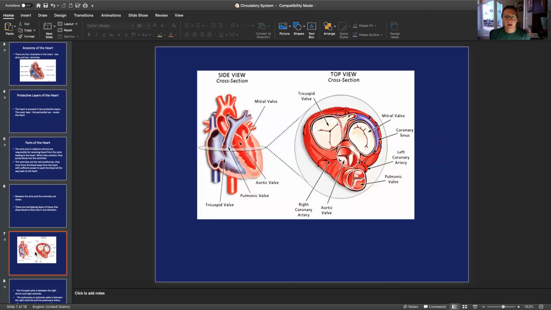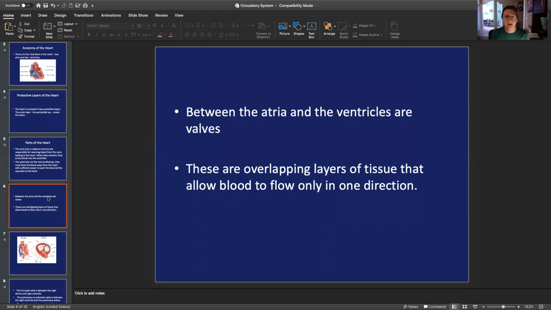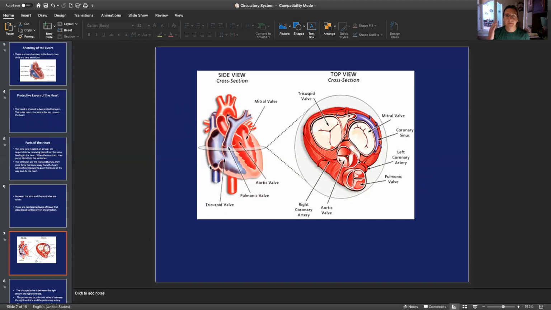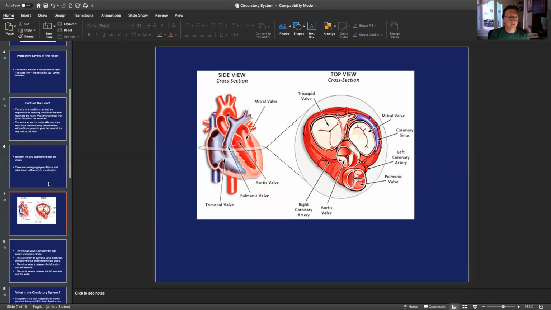And so just a quick side view and top view here. You see an example of a valve right there, another one right here, another one right here. These overlapping tissues, as I said earlier, allow that blood to flow in one direction, basically keeping that forward motion moving.